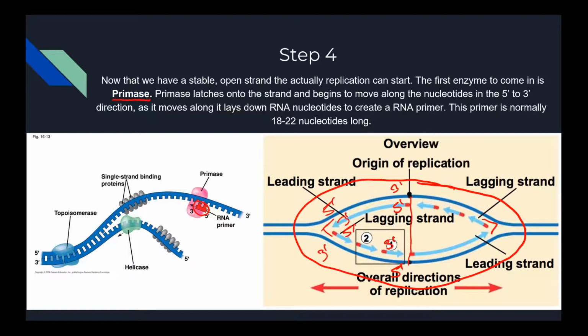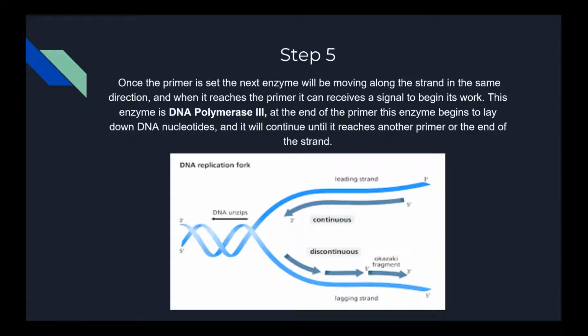this replication bubble. And so what happens here is we end up having to kind of go back and forth. We have to add, stop once we get to where we were, go back and add. And so we just end up creating these little fragments, which are actually called Okazaki fragments. We'll talk a little bit more about what happens with them in a moment. Moving on to step 5.